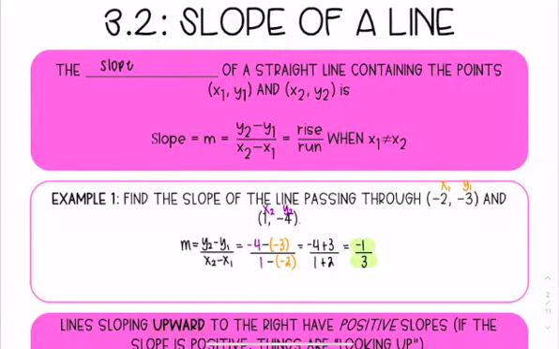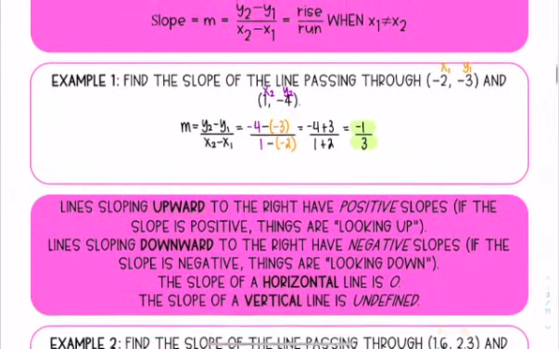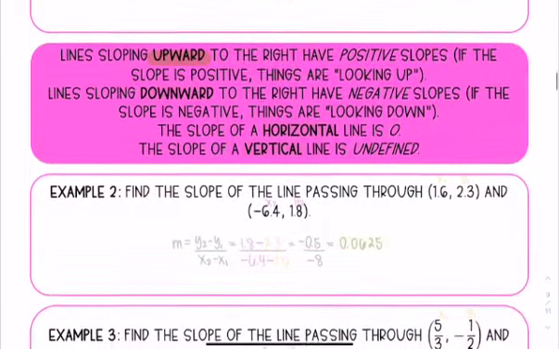And so lines sloping upward to the right have positive slope. So if the slope is positive, things are looking up. And if lines are sloping downward to the right, they have negative slope. So if the slope is negative, then things are looking down. The slope of a horizontal line is 0, and the slope of a vertical line is undefined.